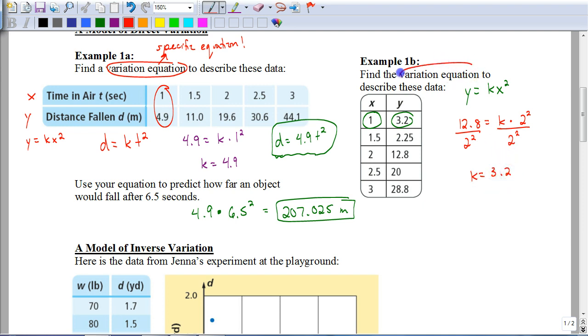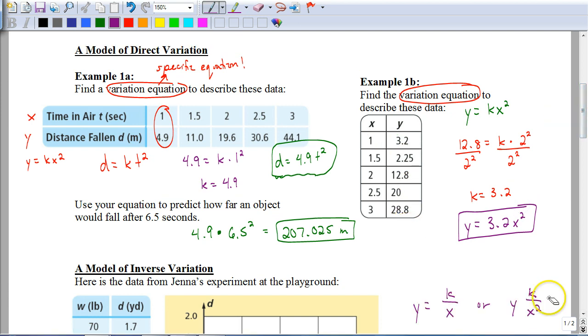And again, we're not asked to find k, we're asked to find a variation equation. So make sure that you don't just stop here, otherwise you're going to lose points. So our actual answer is y equals 3.2 times x squared. What that means is that this equation is what we'd use to get all these points. So you should make sure that you verify it.